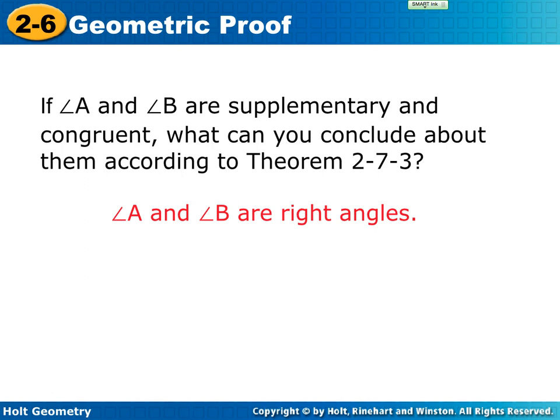So would it be wrong if we said A and B are 90 degrees? That would be wrong based on the theorem. Because what you're using is the theorem and then you're using the definition of what a right angle is to come up with the 90 degrees. That's two thoughts instead of just this one.